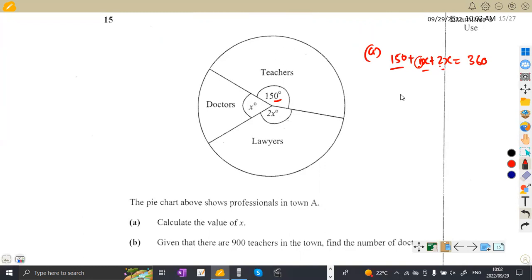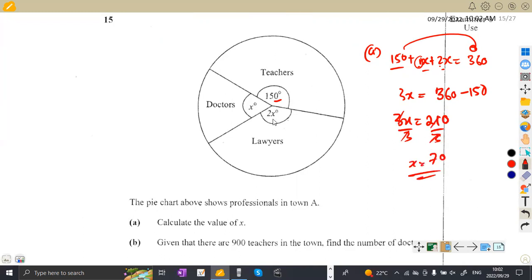So 1 plus 2, that's 3X, is equal to 360 degrees minus 150, if we transpose this to the right-hand side. So 3X is equivalent to 360 minus 150. We can simplify that, it is going to be 210 degrees. All right, so this will be 210. So you can divide by 3. So our X is going to be 70. All right, so the X that you're talking about here is 70.